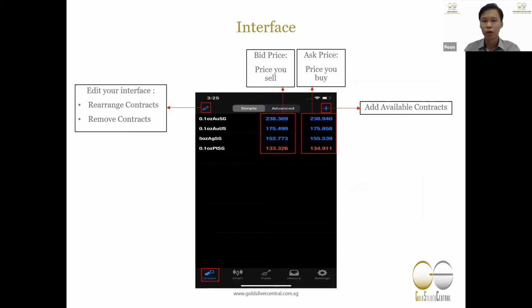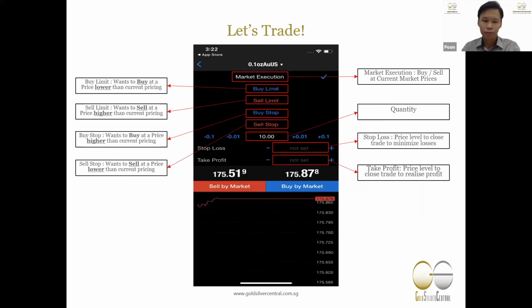So this is what you will see when you open GSC Live: the contracts available, and then the bid price and the ask price. And these are the different functions you can use when you want to make a purchase or sale.